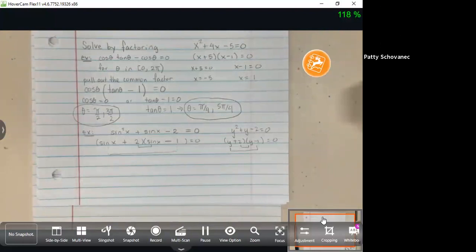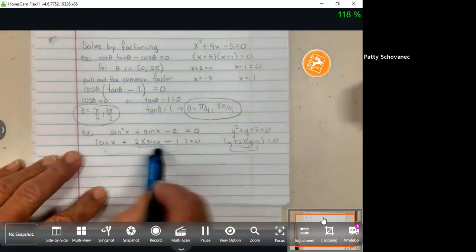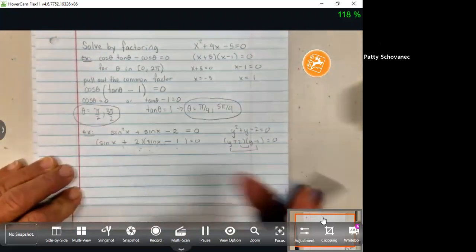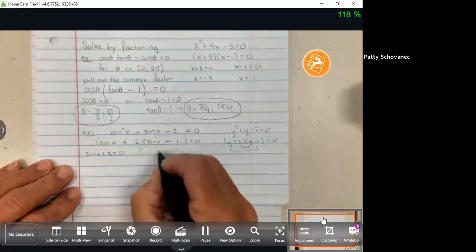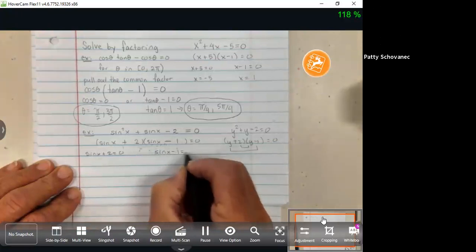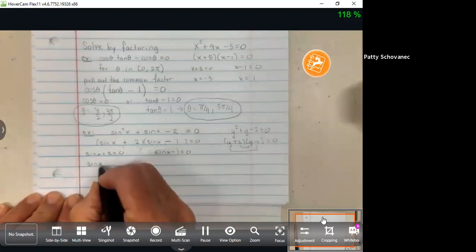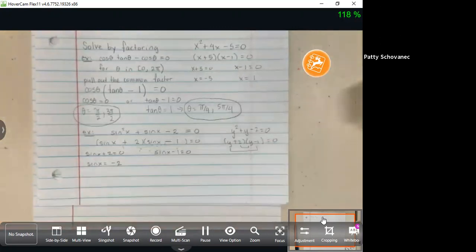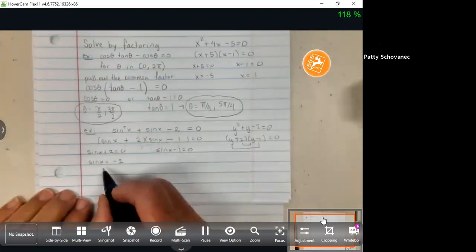But I've got that factored, so now I just set each factor equal to 0. So I have sine of x plus 2 is 0, and sine of x minus 1 is 0. This one gives me the sine of x is negative 2. Got any thoughts about the sine being equal to a negative 2? Can't happen. This number's outside the negative 1 to 1 range, so this is not possible.